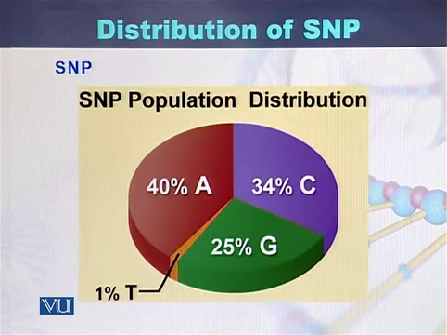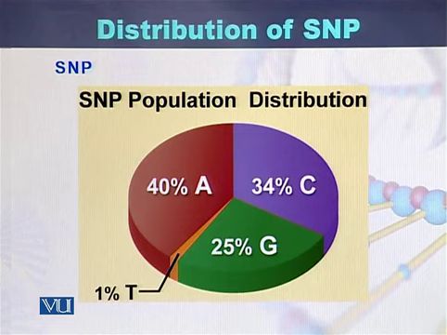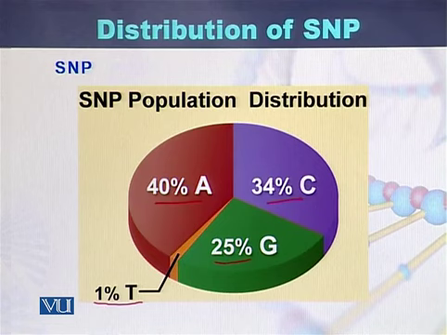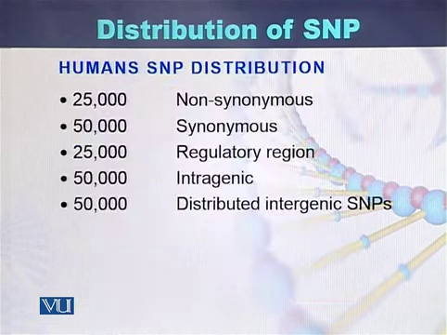This is the percentage of distribution of different nucleotides in the DNA on the genome. In case of guanine, the distribution is 25%. In case of cytosine, it is 34%. In case of adenine, it is 40%, while in case of thymine, it is just 1%. So this is the percentage distribution of all the nucleotides which are present in our genome.